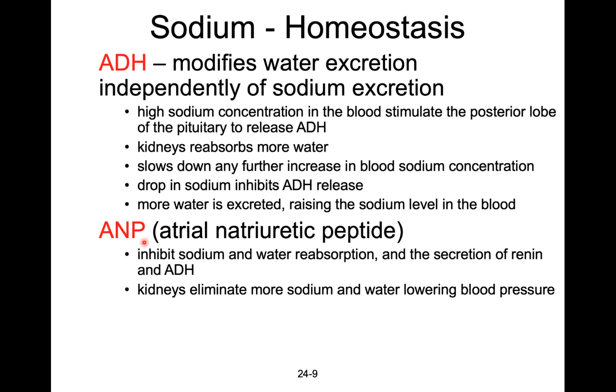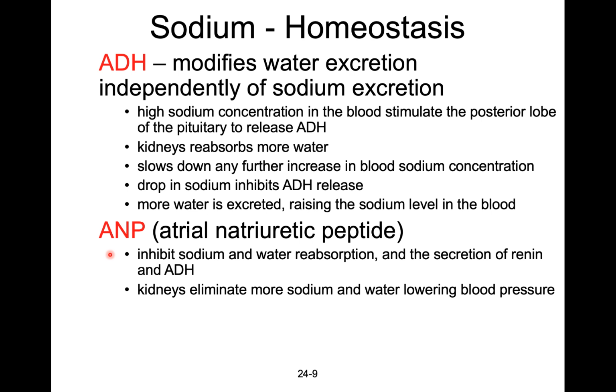The last one is ANP. ANP is atrial natriuretic peptide. This is secreted by the heart when your blood pressure is too high, and ANP is able to inhibit both sodium and water reabsorption. In essence, ANP causes elimination or secretion of both sodium and water in order to lower your blood pressure. The triggering factor for ANP is high blood pressure.